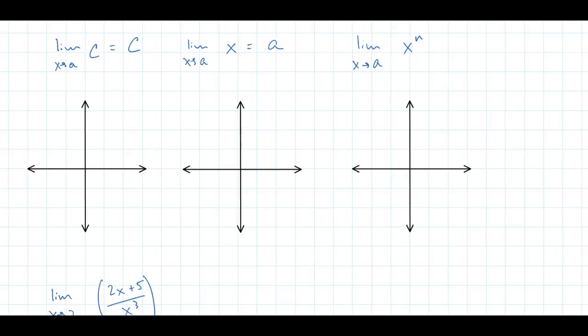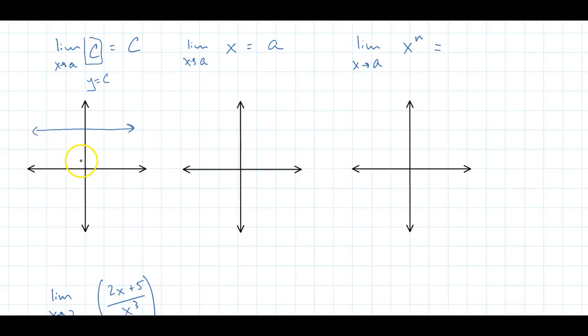Let's take a look at some properties of limits. We've got a couple properties already listed out. What you're looking at is the limit as x approaches a of c is equal to c. When we take the limit of something, we could think of this as an equation, y is equal to c, where c is going to be some constant. We know that that's just a horizontal line.